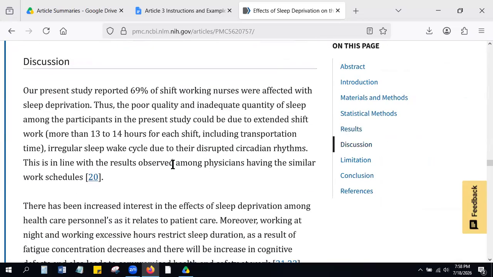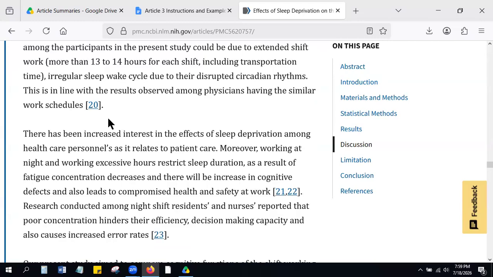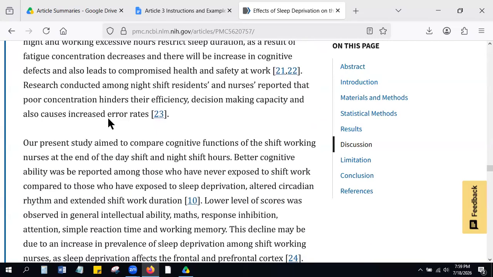The other place that you can go is the discussion. If you ever do find an article that just seems so overwhelming, packed with so much information, the discussion can be a really good place to go and read, where they give you the main thing we discovered, or the main thing that we found that mattered or was significant. So this one here says, our present study reported 69% of shift worker nurses were affected with sleep deprivation, and so on. So it's got some big conclusions there, big statements.